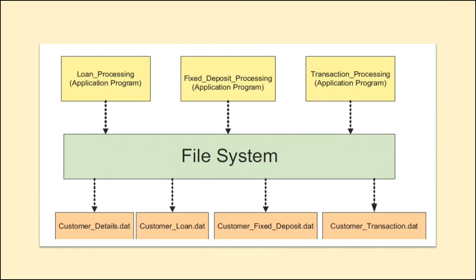Try to understand, right? The top layer, which is the main important layer where the concentration should be, is that for every business service you have different application programs, right? Loan underscore processing, that is one application program in order to deal with the loan processing of the business, one of the banking services, right?